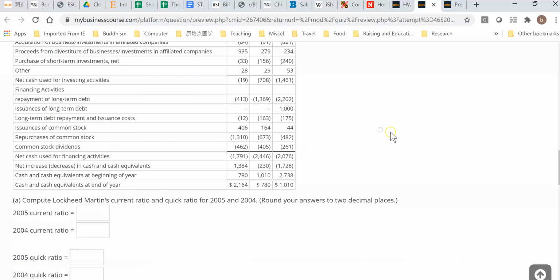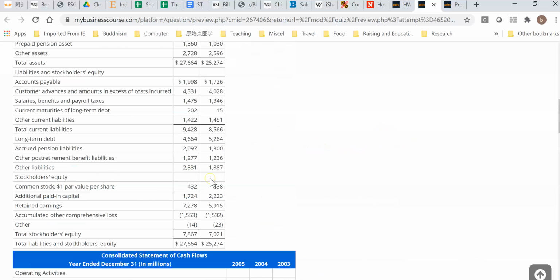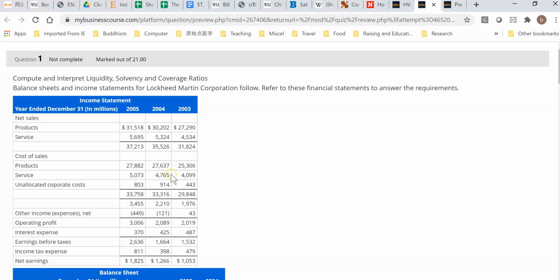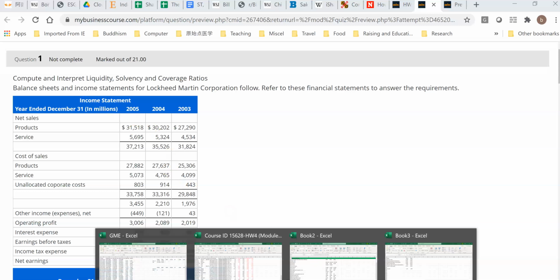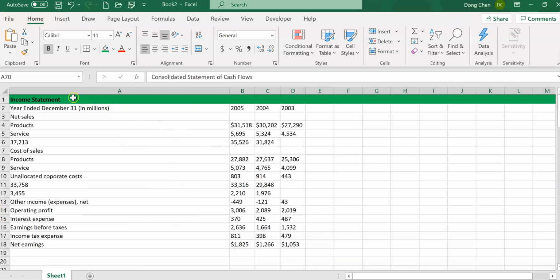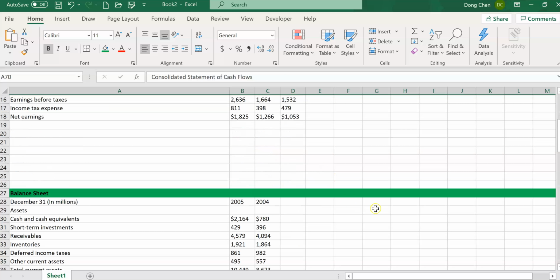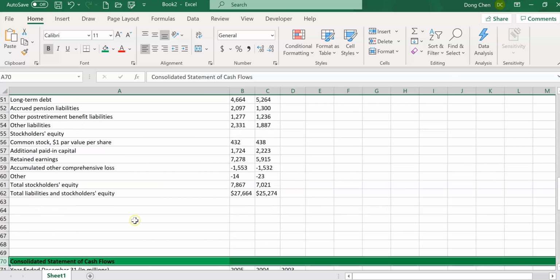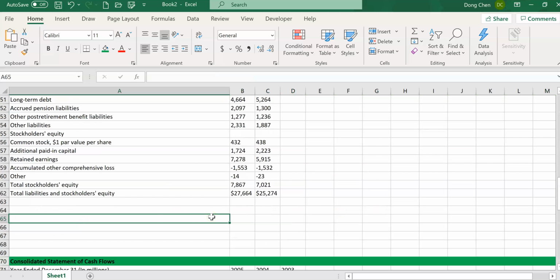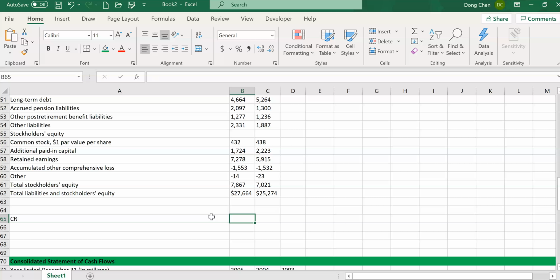So the first step is simply to copy all these financial statements into Excel to facilitate the calculations. So that's what I did. So here I basically have all the numbers available on my Excel sheet already. And first is the current ratio, right? Current ratio is calculated from the balance sheet. So current ratio is defined to be current assets over current liabilities, right?